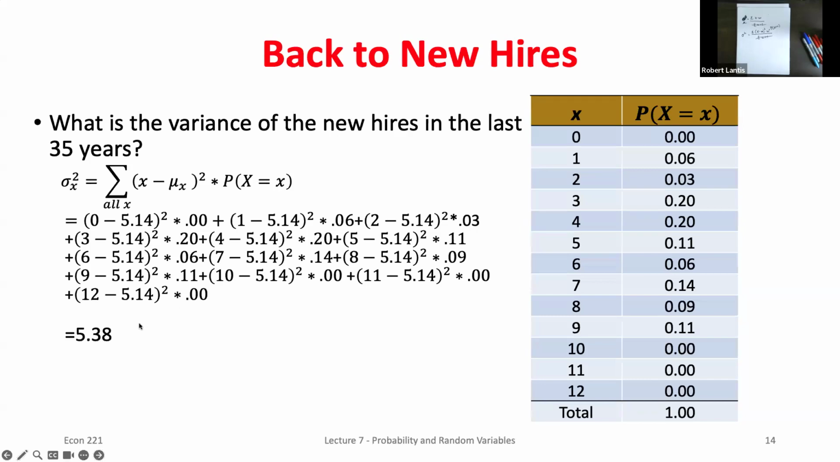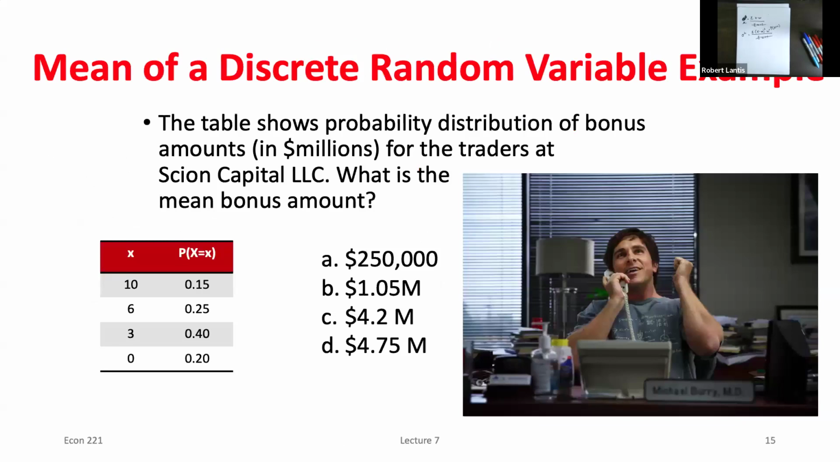Here I end up finding that the variance is kind of similar to the mean, just a weird example where that's true, but 5.38. How would I find the standard deviation? I just take the square root of that, okay? So here's some really easy toy examples that we'll kind of work through.